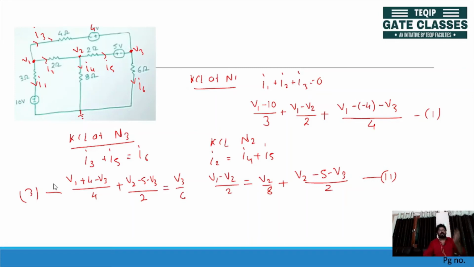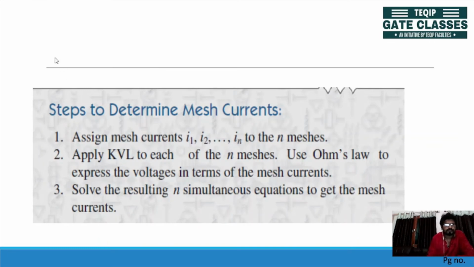Okay, so you have three equations, three variables. You have to solve the simultaneous equations and find the value of node voltages. So you have to just follow the steps one by one. This is a very simple method. Okay, so let's talk about the another method, that is mesh analysis.